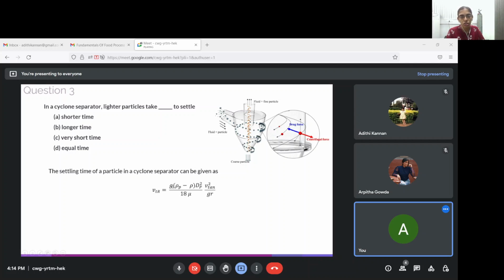g stands for your acceleration due to gravity. Rho_p stands for the density of the particle. Rho stands for the density of the fluid in which the particle is suspended. d_p stands for the diameter of the particle. Mu stands for the viscosity of the fluid in which the particle is suspended. V_tan is the tangential velocity of the particle, because it's moving in a rotary motion. We are dealing with the tangential velocity here, g is the acceleration due to gravity, and R is the radius. So this is how you get the settling velocity of a particle when you apply your drag force.